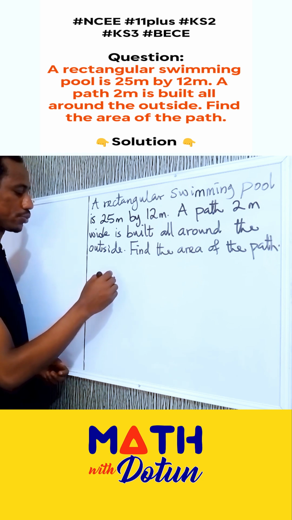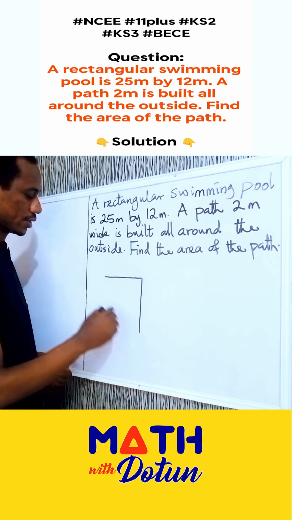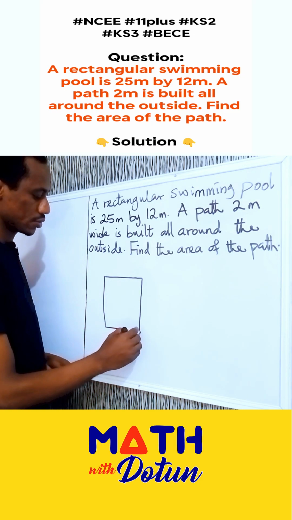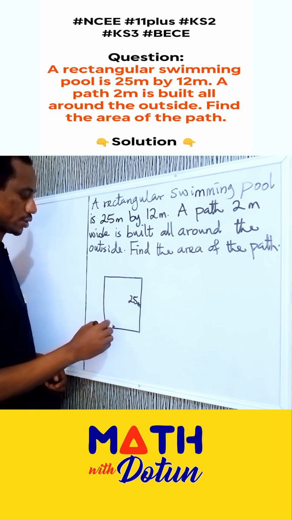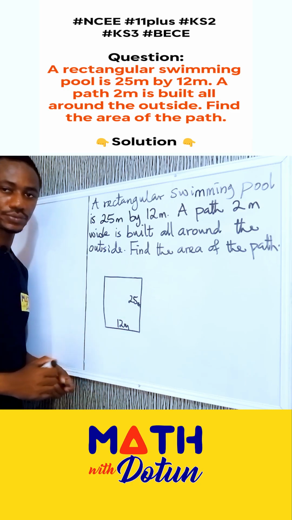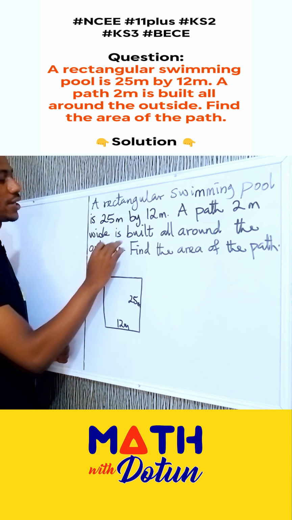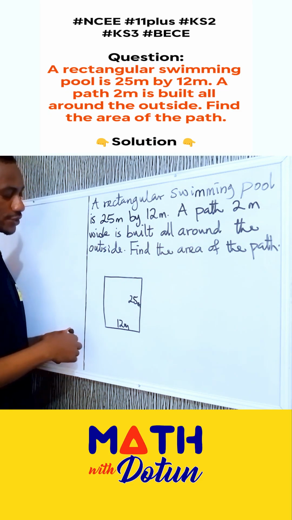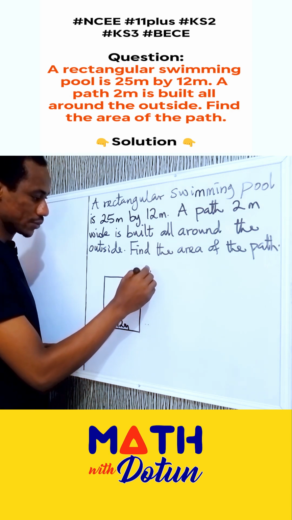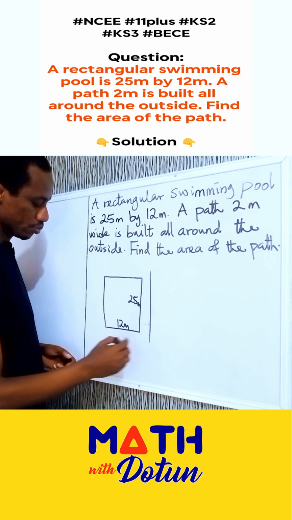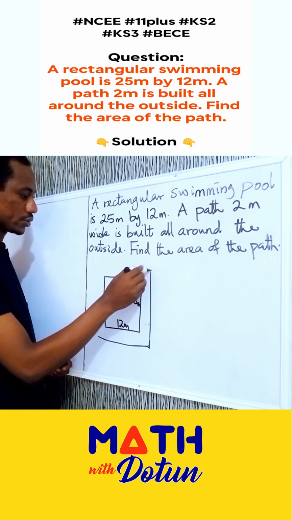Okay, so let's say the swimming pool is 12 by 25, so something like this. This is the 25 meters and this is 12 meters, right? Now we're told that a path 2 meters wide is built all around the outside. So 2 meters wide, so let's say this is 2 meters. So you have this path built all around the outside, 2 meters wide all around.